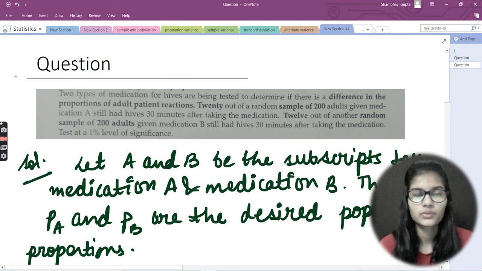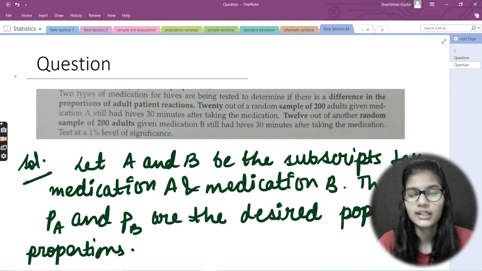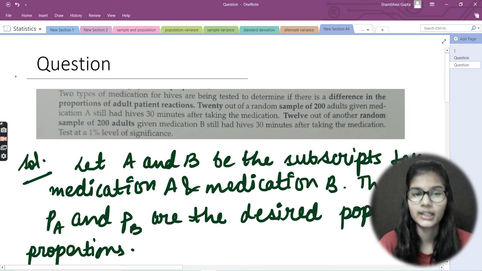Fine. So, it was given that two types of medication for hives are being tested to determine if there is a difference in the proportions of adult patient reactions. 20 out of a random sample of 200 adults given medication A still had hives 30 minutes after taking the medication. Then 12 out of another random sample of 200 adults given medication B still had hives 30 minutes after taking the medication. Test this at a 1% level of significance, right?